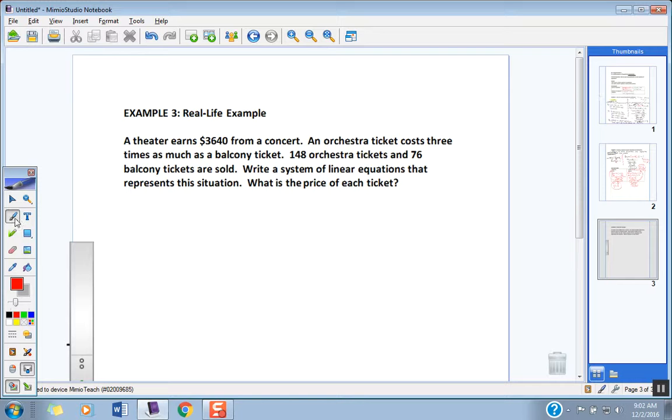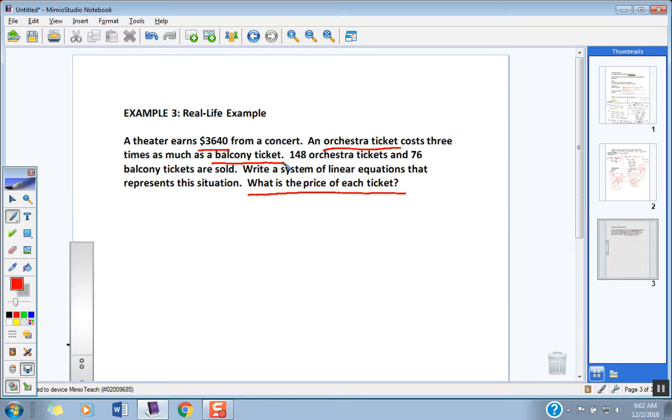How much money was made? $3,640, okay? It says an orchestra ticket costs 3 times as much as a balcony ticket. We want to know the price of each ticket. So it looks like we have some orchestra tickets and we have some balcony tickets. Okay, we're trying to figure out the price of each ticket. Price of an orchestra ticket and a balcony ticket.